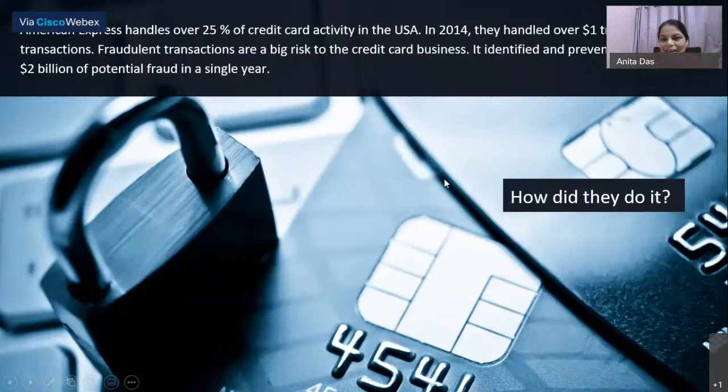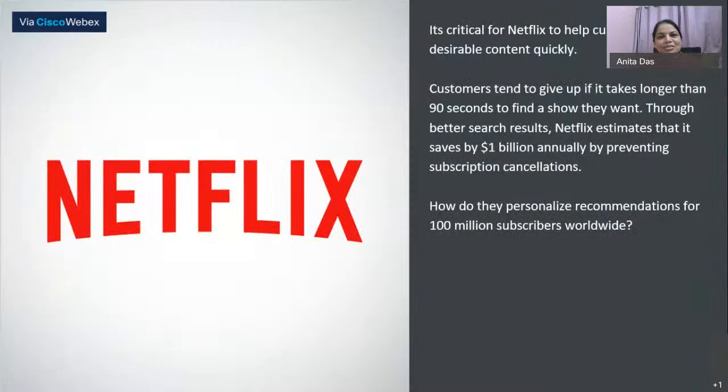Okay, so this is another problem. The other problem is like Netflix. So all of us know this is the streaming company, right? So here what we do is, it's critical for Netflix to help customers find desirable content quickly. And there is a survey which tells that customers tend to give up if it takes longer than 90 seconds to find a show they want.